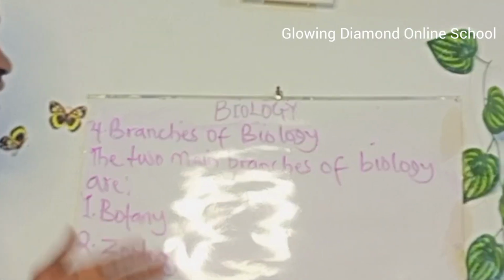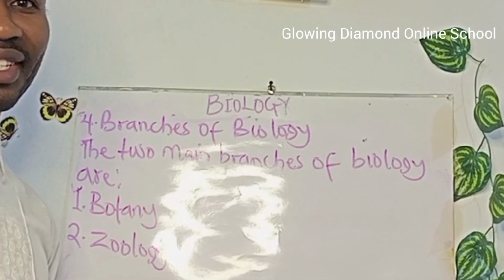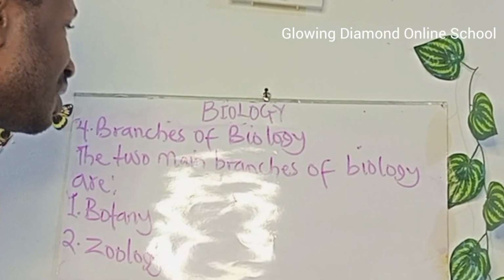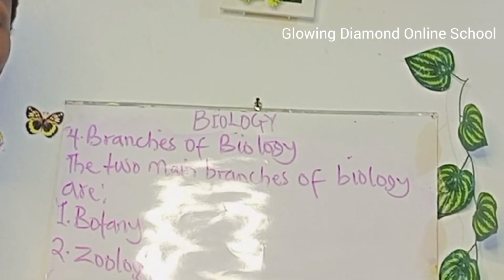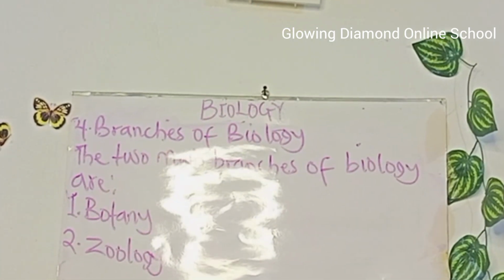Sorry, I was supposed to take this point before methods of science, but not to worry, there's no difference. So we come to the first item, which is branches of biology. The two main branches of biology are botany and zoology.